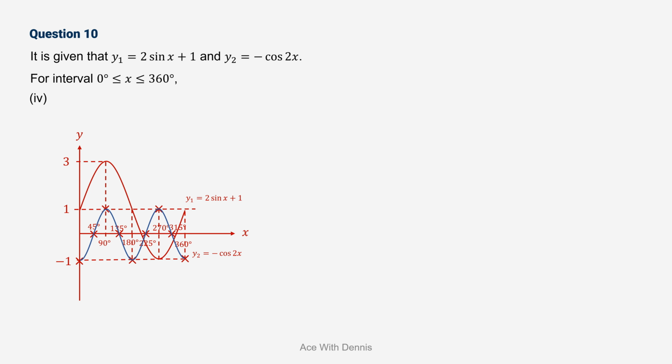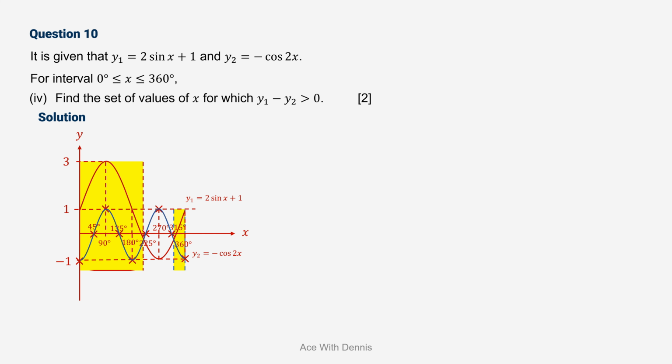Part 4. Find the sets of values of x for which y1 minus y2 is greater than 0. 2 marks. To get the set of values of x for which y1 minus y2 is greater than 0, the graph of y1 should be above the graph of y2. So from the graph that we have sketched, we can see that there are 2 regions where y1 is above y2.